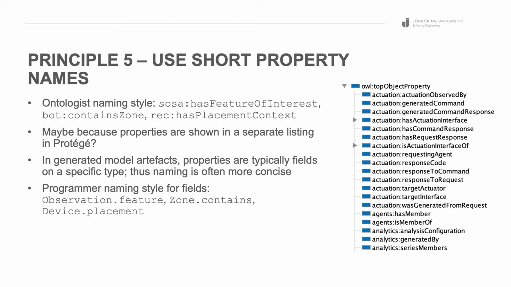And it's also a cultural thing, I guess, in how programmers have developed their schemas. Just look at any typical JSON schema or whatnot. So try to use short property names if you want to collaborate with programmers and use names that they are familiar with.